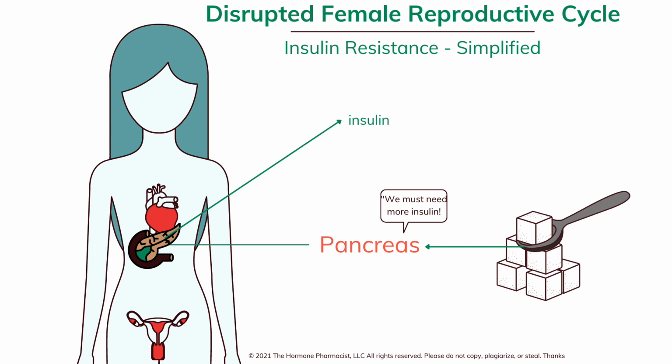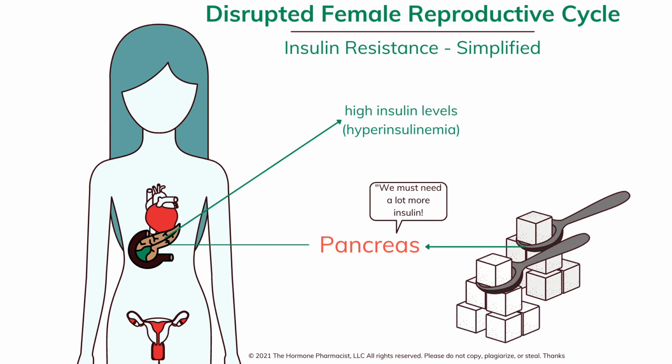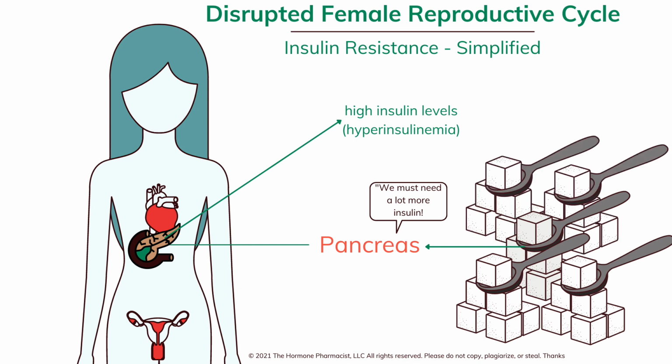Now sometimes the amount of sugar in the bloodstream is higher and higher and higher, and the pancreas says, we must need a lot more insulin. So it starts creating high insulin levels. This is a situation that we call insulin resistance. That's where the insulin isn't really working well to get that sugar out of the blood and into the cells. And so the sugar builds up and creates pretty high blood sugar levels. And so in response, the pancreas creates pretty high insulin levels, also called hyperinsulinemia.